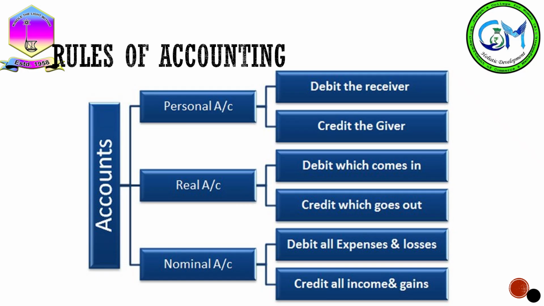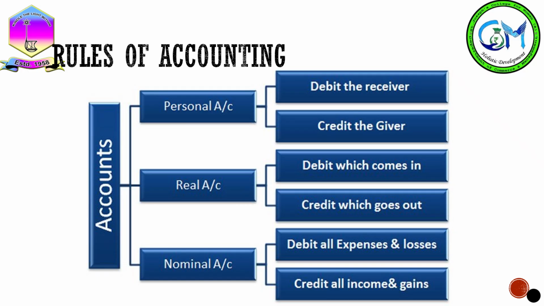Then nominal account. Debit all expenses and losses, credit all incomes and gains. Expenses and losses are debited because they decrease equity, while incomes and gains are credited because they increase equity. For example, paid salaries. Salaries are expenses, so it should be debit. Received interest. Interest is income, so it should be credit.